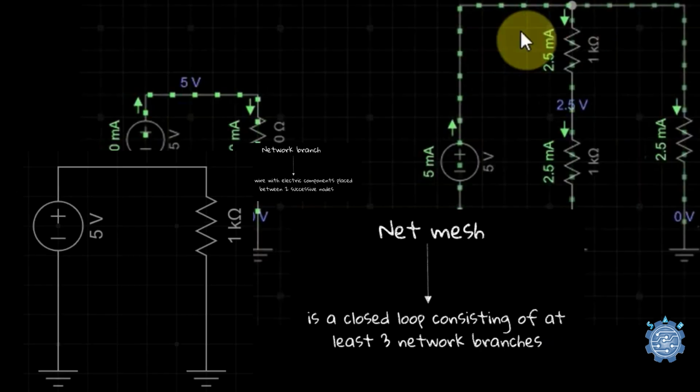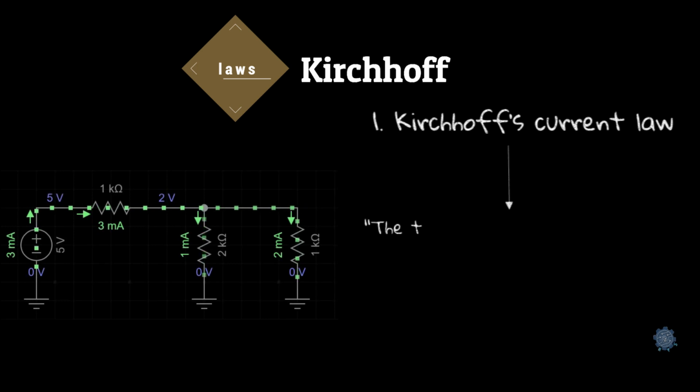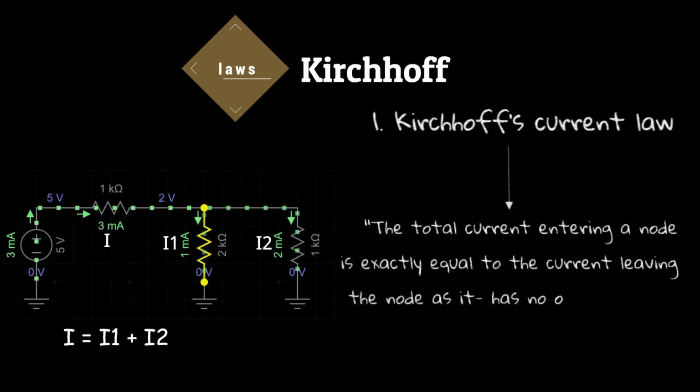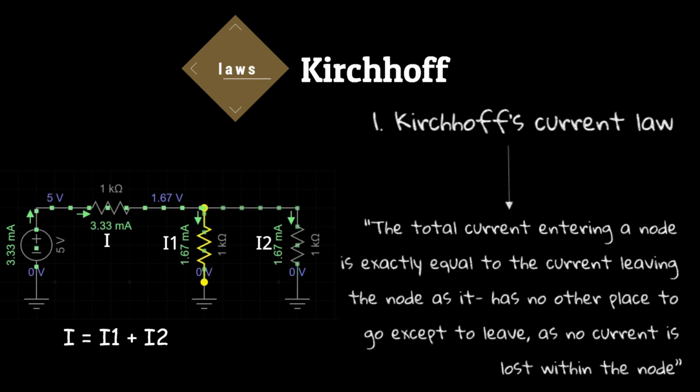Now that we have this information, let's see Kirchhoff's laws. Kirchhoff's current law is the first law, and it says that the total current entering a node is exactly equal to the current leaving the node, as it has no other place to go except to leave, as no current is lost within the node.